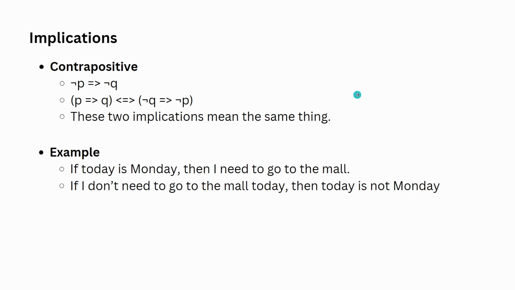Next, we have the contrapositive. This means that two implications mean the same thing. So P implies Q is the same as not Q implies not P, meaning it is the biconditional of P implies Q and not Q implies not P. An example of this will be if today is Monday, then I need to go to the mall. If I don't need to go to the mall today, then today is not Monday. They mean the exact same thing.